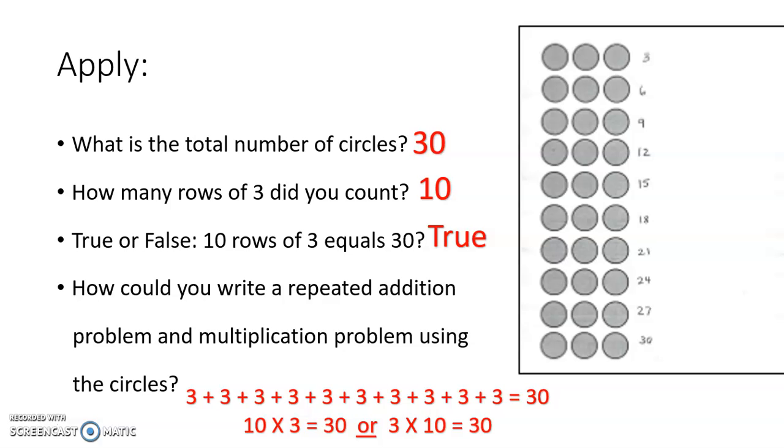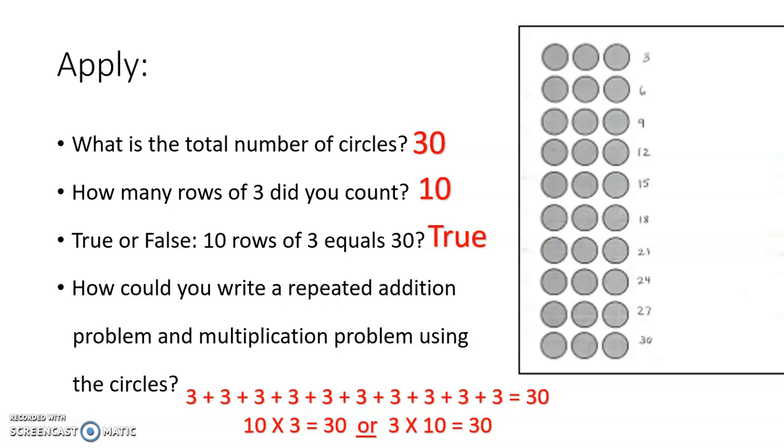Yes, there are 3 circles in each row, and there are 10 rows. So that means you're going to add 3 10 times. So 3 plus 3 plus 3 plus 3 plus 3 plus 3 plus 3 plus 3 plus 3 plus 3 is going to equal 30. That's a long math problem to do, of course, and we know we're working towards multiplication. It's a lot easier for us just to multiply. So let's multiply, because that's the second part of the question that we have to answer.